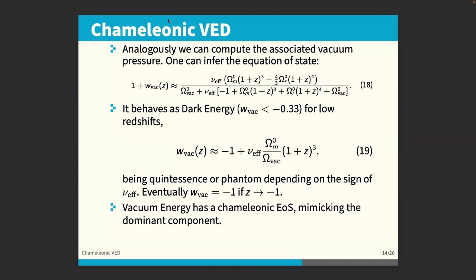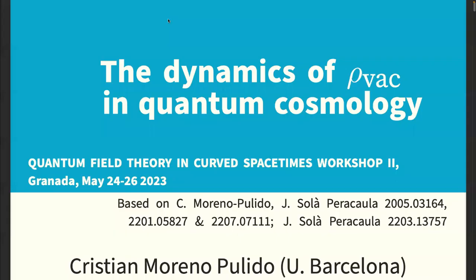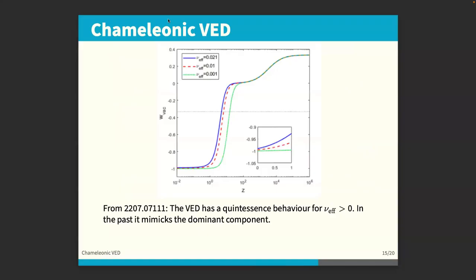So what is curious about this expression is that if one plots it for a big range of the redshift, what one sees is that the vacuum energy density tends to mimic the dominant component at the time. I mean, the vacuum energy density has an equation of state typical of radiation during the radiation epoch. It mimics matter during the matter-dominated epoch, and at the end, for low redshift, is when it starts to behave as dark energy, with an equation of state below -1/3.